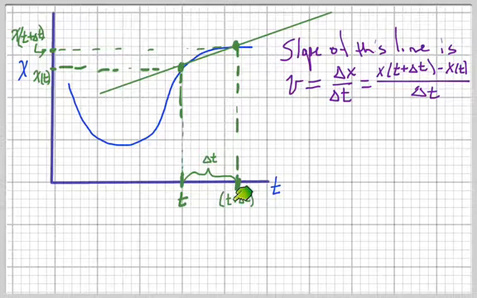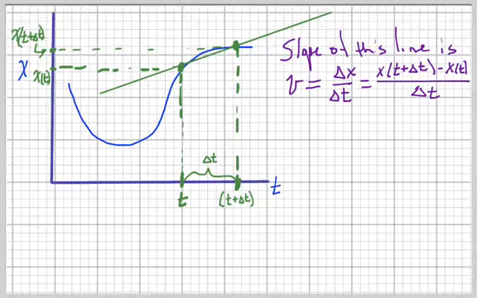Our bottom is going to be the difference of our times. So it's going to be t plus delta t minus t, which winds up just being delta t. So this is the slope of this line, the average velocity between these two points. However, we don't want that.